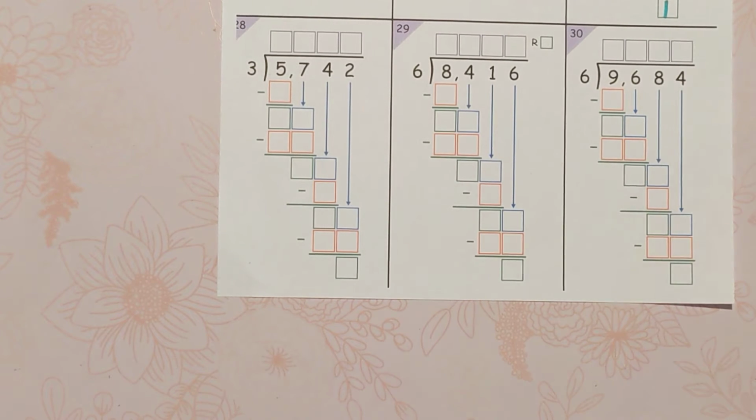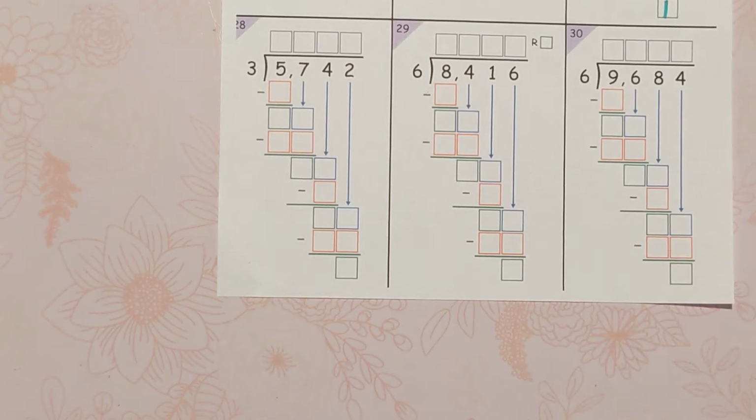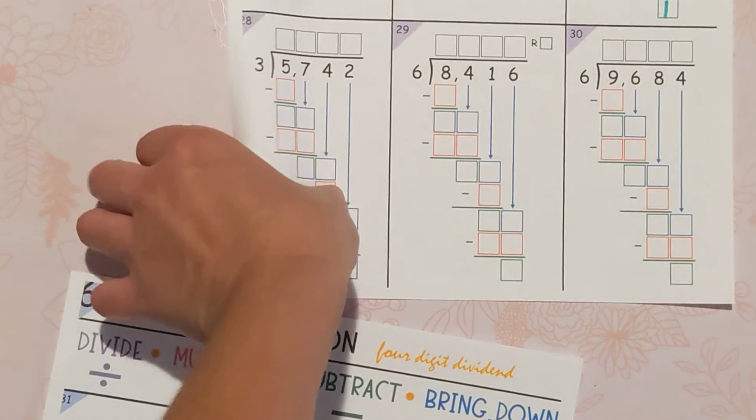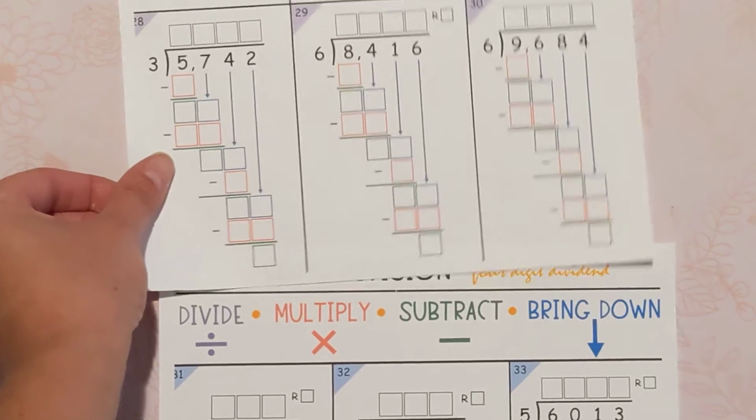All right, let's do 5,742 divided by 3. Our dividend is 5,742. Our divisor is 3.